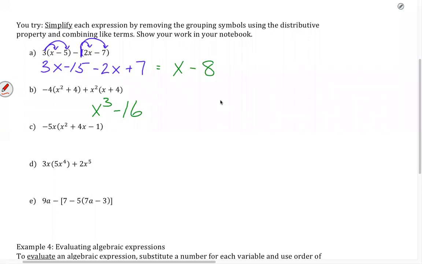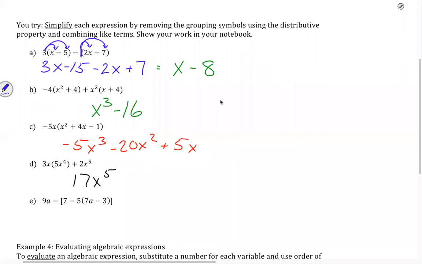All right, for C, Crystal, did you get that? Yeah. All right. For D, Ed, did you get that? Yeah. Nice. 17x over 5. Yep.